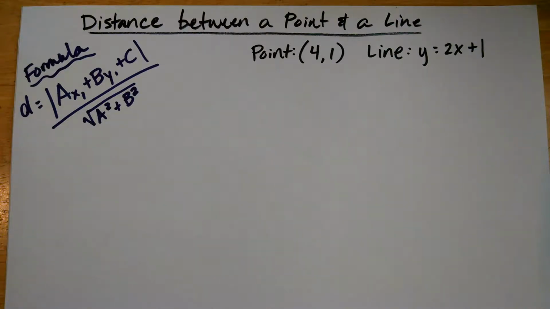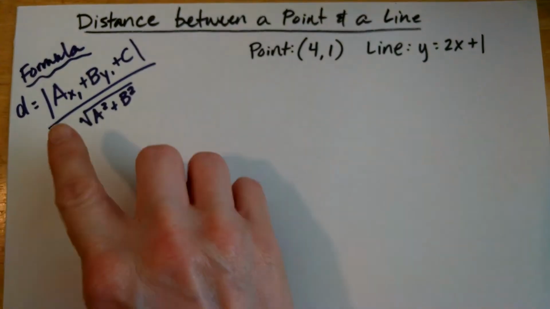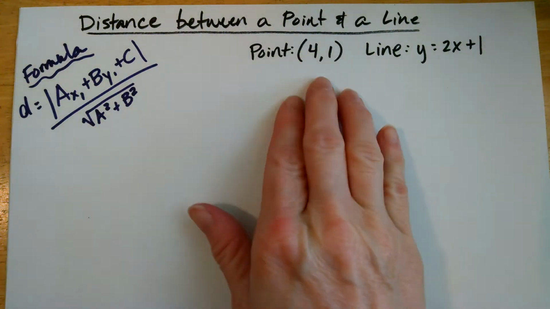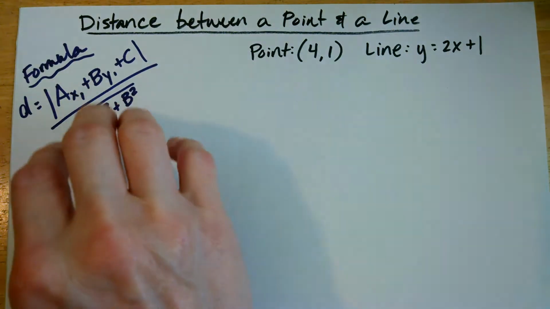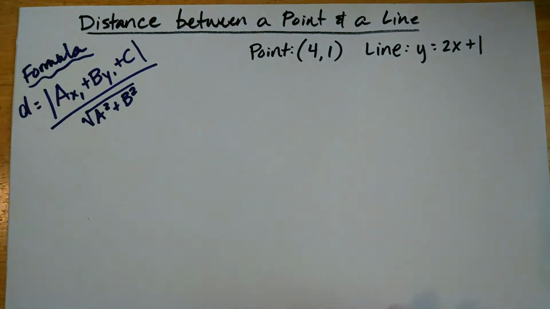Today we're going to talk about the distance between a point and a line. This is nice because they give us a nifty little formula to help us. Guess what that stands for? Distance. And then we've got all these letters over here, and we've got our point and our line. So we're going to break down what's in the formula and plug in what we have from over here.